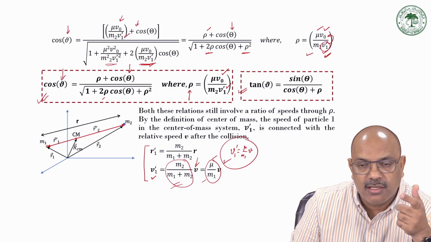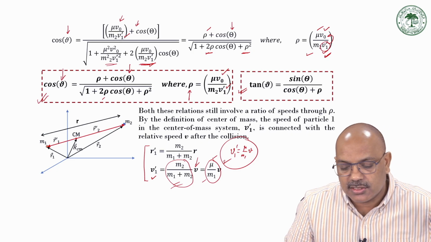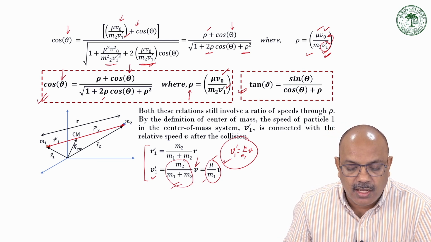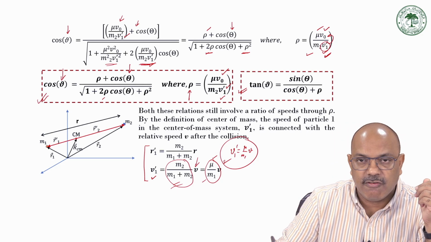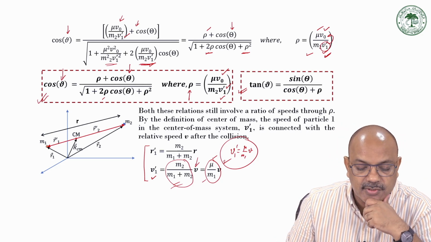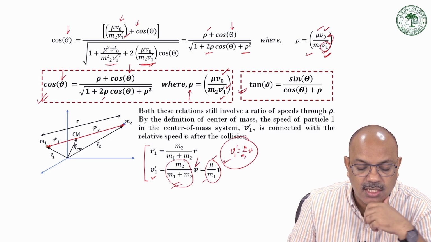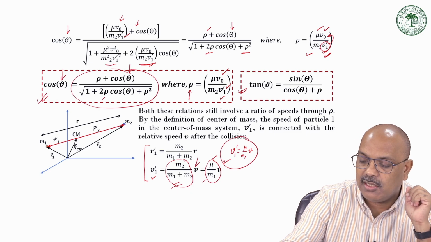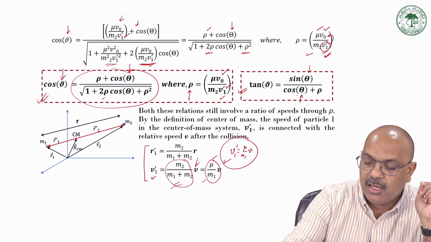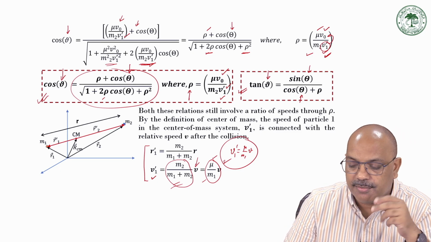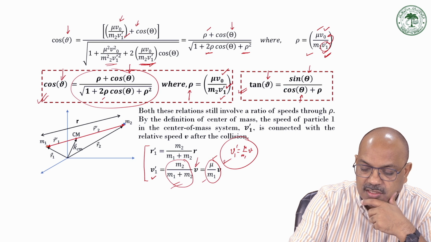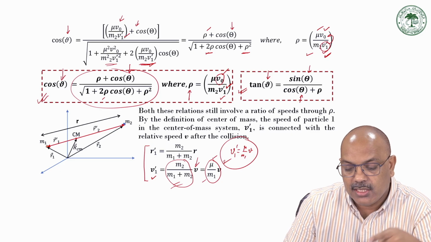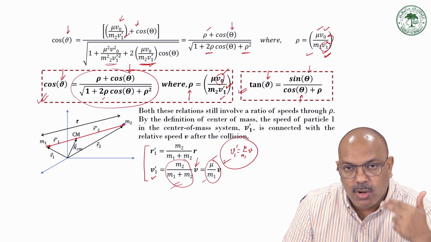This v0 is the relative velocity of the particle 1, which is the projectile in case of the fixed target or lab system, after the collision, and this is in the center of mass frame of reference after the collision. On the left hand side the angle is in terms of the lab frame, and on the right hand side the angle is in terms of the center of mass. So v0 is the relative velocity of particle 1 after the collision in the lab frame, and this v1 prime is the relative velocity of particle 1 in the center of mass frame.